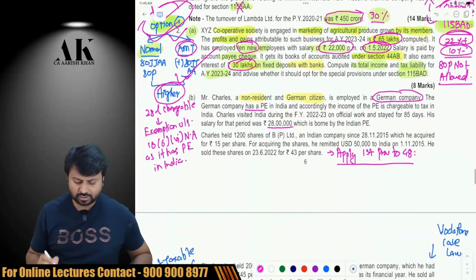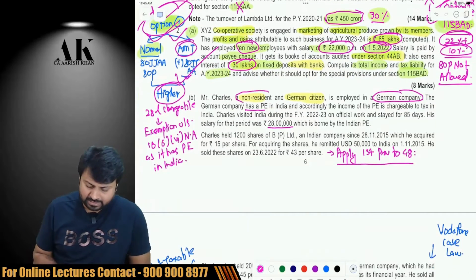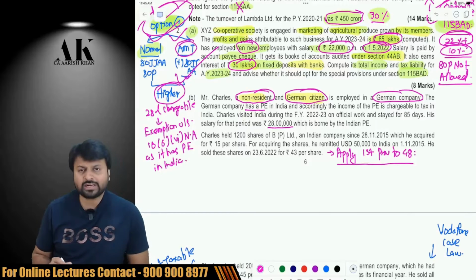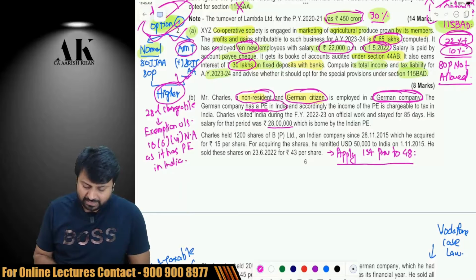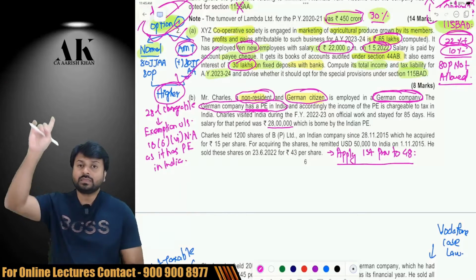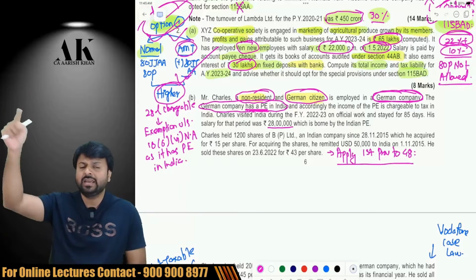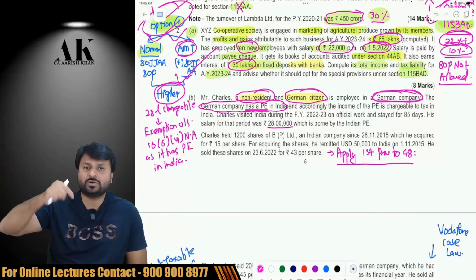Okay. Next one is also a very beautiful question. There is a German resident, German citizen who is a non-resident in India and is working in a German company. Now that German company has a PE in India. This is a very important sentence. That German company has a PE in India, it means that German company has a business or trade in India.